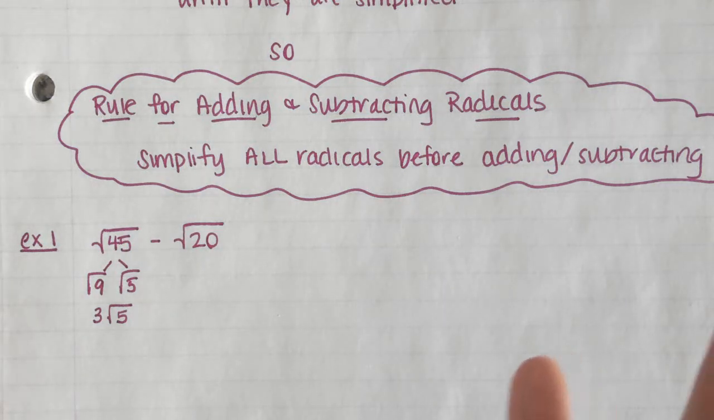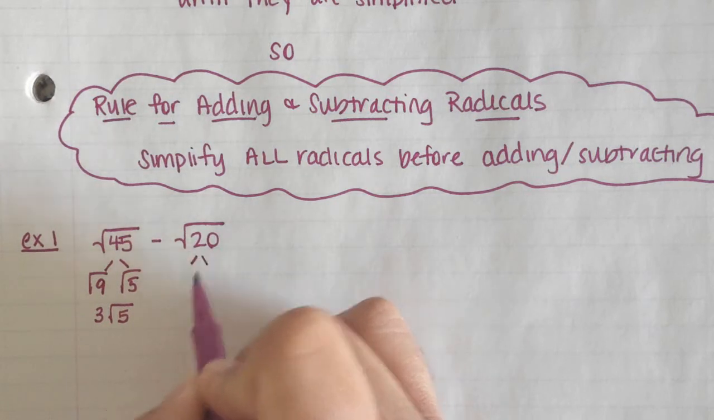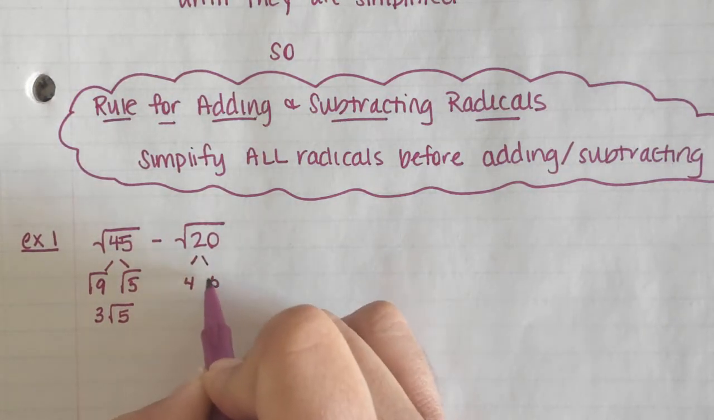And for the square root of 20, think about what you'd want to use to simplify the square root of 20. Think about all the numbers that multiply to 20. So I'm thinking 1 and 20, 2 and 10, 4 and 5. Decide which pair you want to use. Remember, you want to use the biggest perfect square that goes into 20. So what you should have picked was 4 and 5.